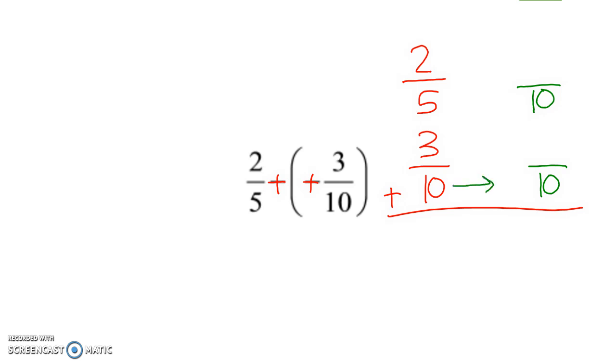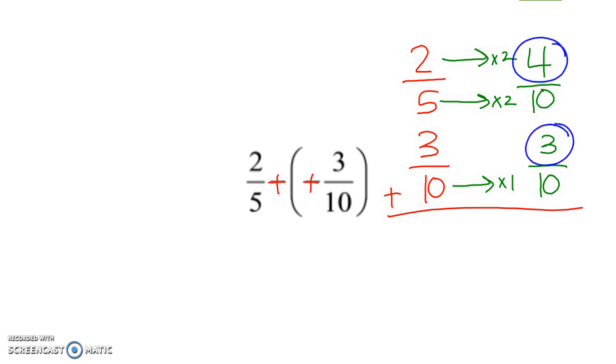Now, here I did times 1, so this just stays the same. Here I did times 2, so I also have to multiply my numerator times 2, and I get 4. And now I'm ready to add. Remember, I only add the numerators. 4 plus 3 is 7. Denominator stays the same, 7/10. Let's try one now with mixed numbers before you start on your practice.